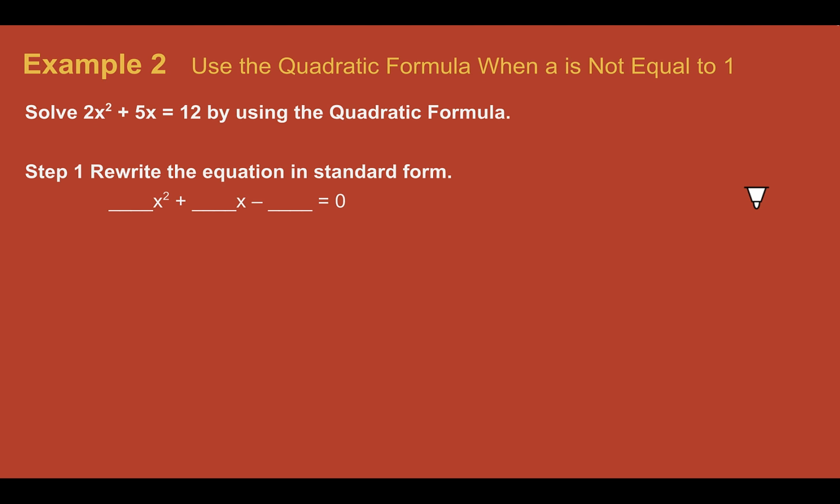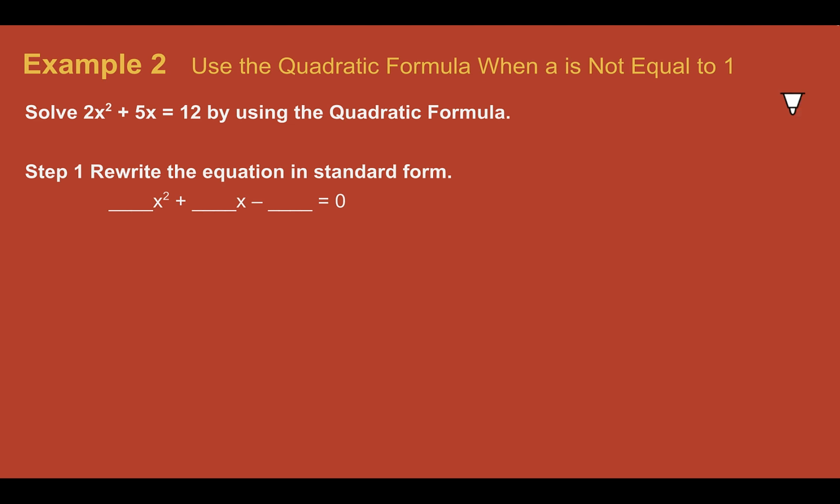Example 2. Use the quadratic formula when a is not equal to 1. So solve 2x squared plus 5x equals 12 using the quadratic formula. Unlike the other versions we've learned for solving quadratic equations, it's not super important when a is not equal to 1. We don't really have to do anything extra, we just have to remember that a is not equal to 1.